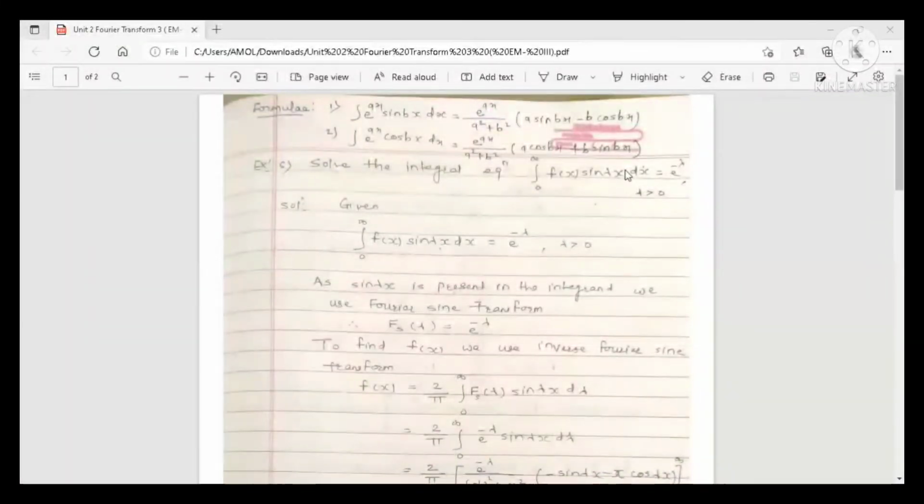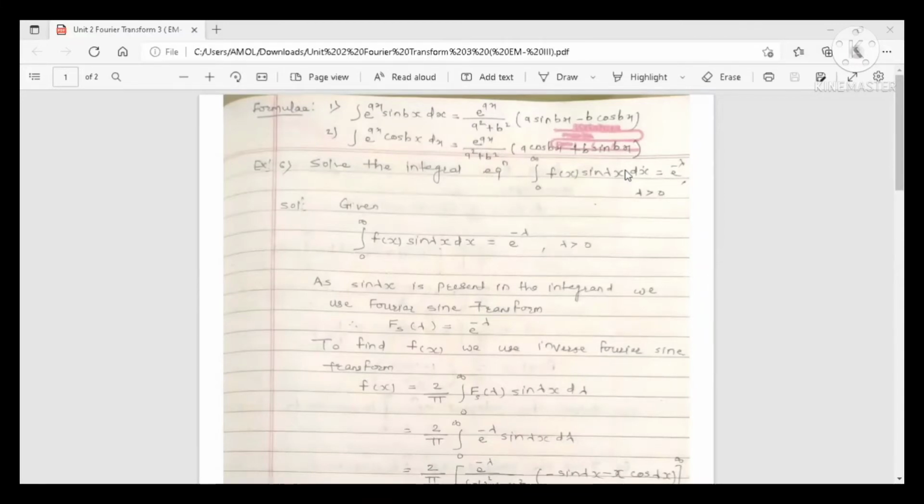Today's topic is integral equation. This topic is from the second unit, Fourier Transform. Example: solve the integral equation, integration from 0 to infinity f of x sin lambda x dx is equal to e raised to minus lambda, where lambda is greater than 0.